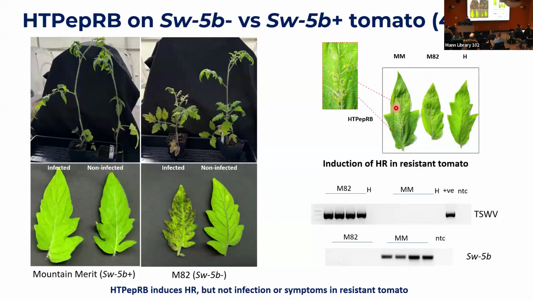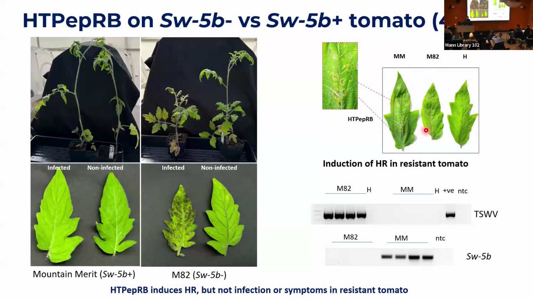The next question we try to address is, now that we have established that the HT-Pep RB is able to break resistance in pepper, is it also able to break resistance in Sw-5b tomato? Because tomato has a different form of resistance, also single gene, but different. We need to notice three things. The first one is that this isolate was able to produce symptoms in susceptible tomato, which is this Sw-5b minus M82 cultivar.